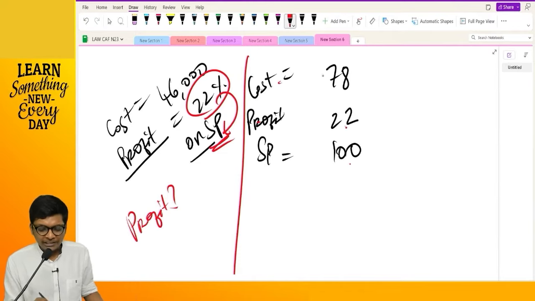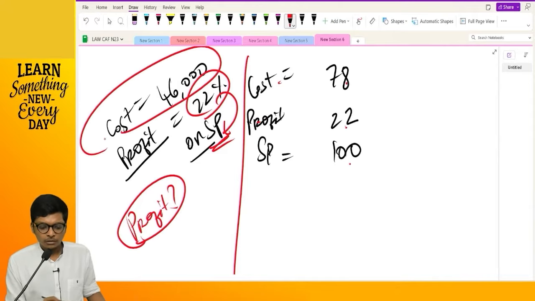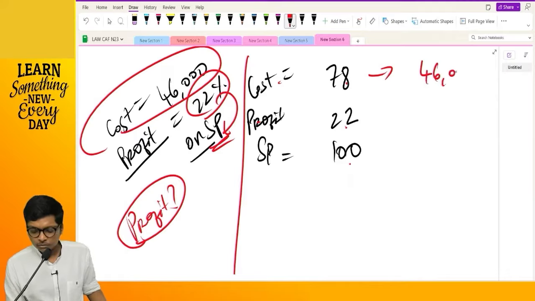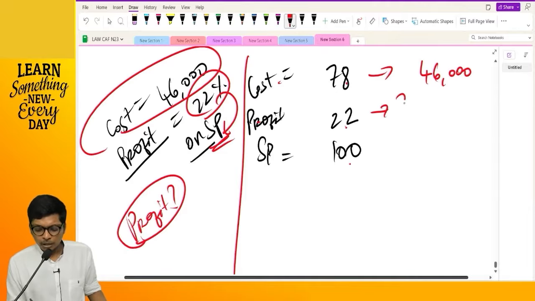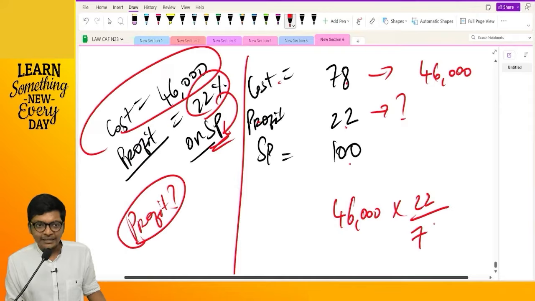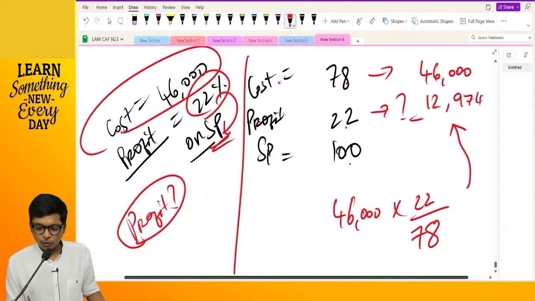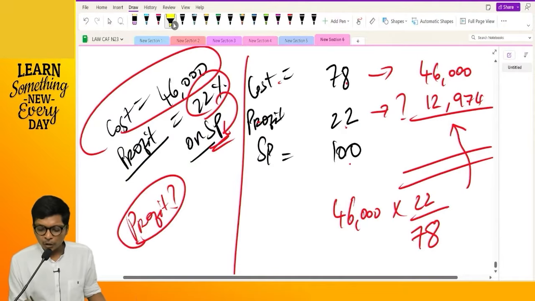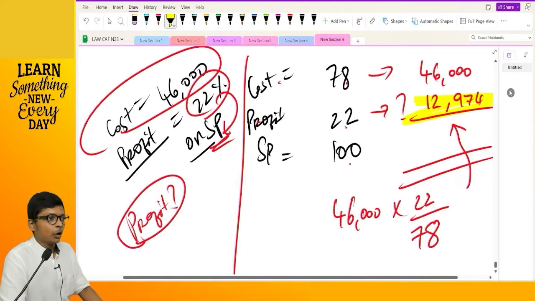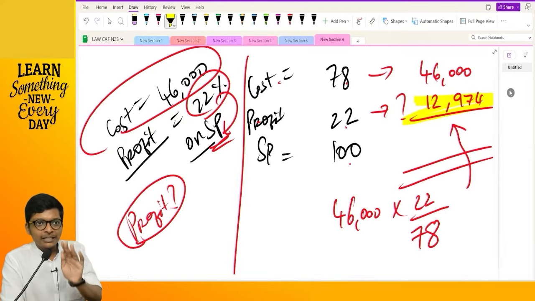So profit 22, cost is 78. I need to find what? Profit. Cost is given. So cost will be 78. How to find profit? 46,000 into 22 divided by 78. How much? 12,000. Therefore, you find the selling price. Are you following, guys? Now there is no shortcut, nothing. Either way you can easily do. Are you understanding? Hello? Following, guys?